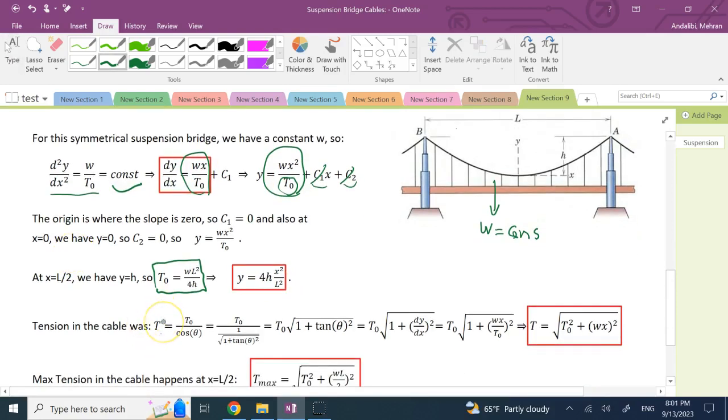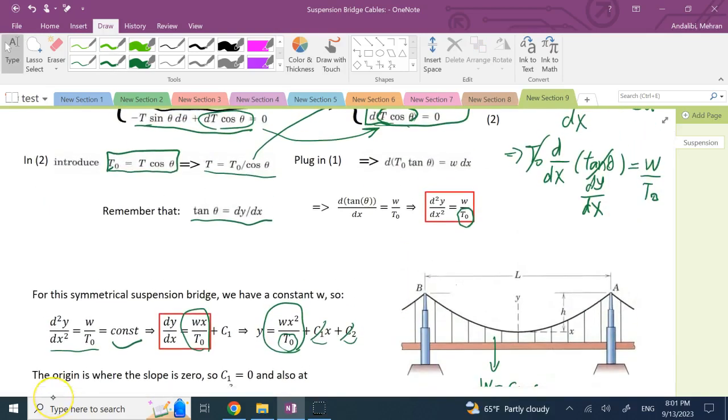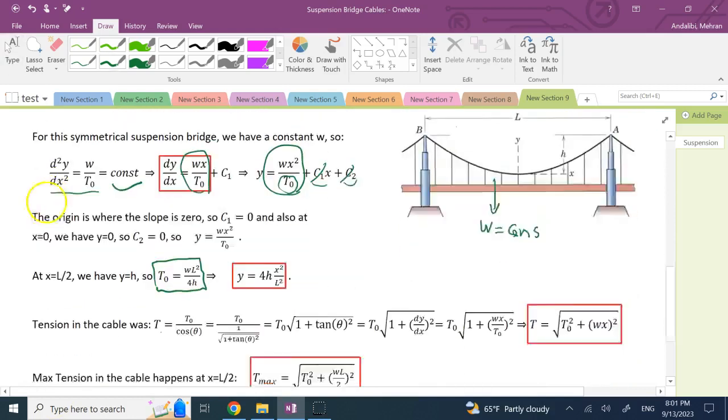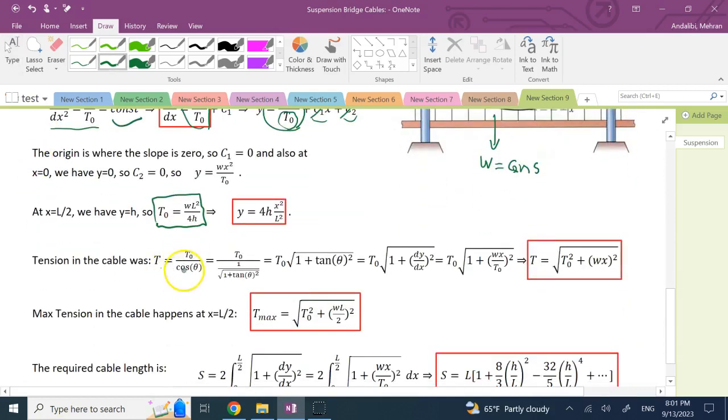Then we need to find the tension in the cable, which is very important. Remember, T is T naught over cosine theta. So here, that's what we have. That is T naught. And cosine theta, as you know from trigonometry, is 1 over the square root of 1 plus tangent squared of theta.